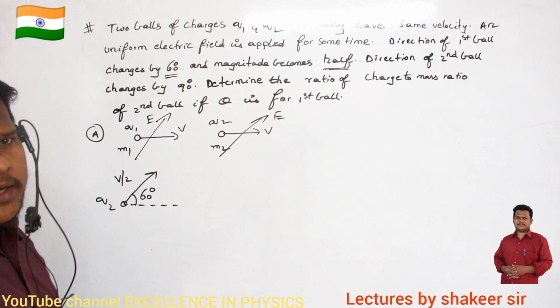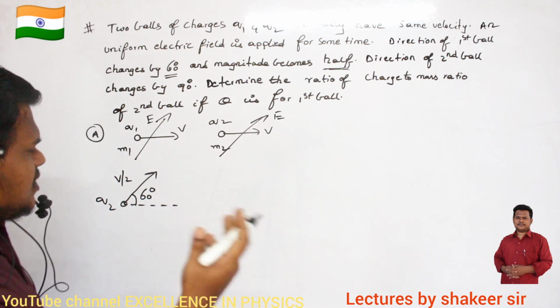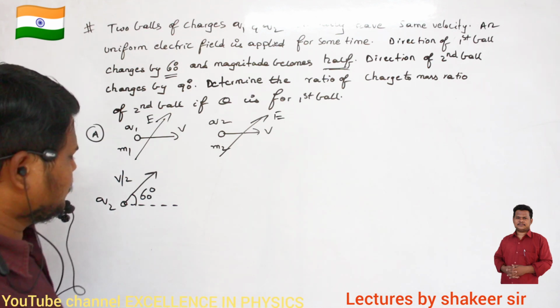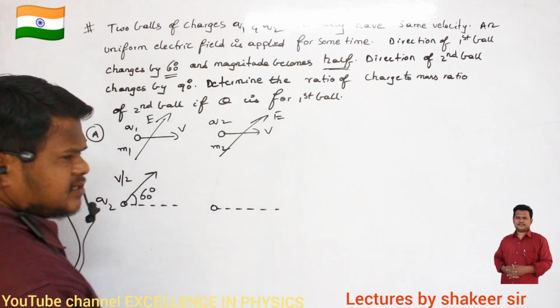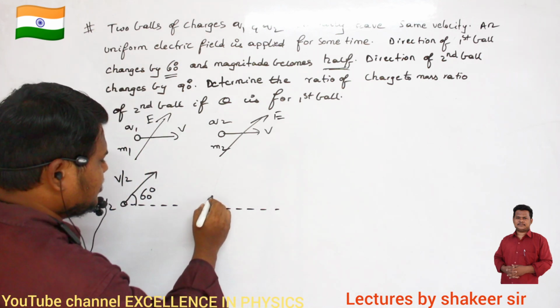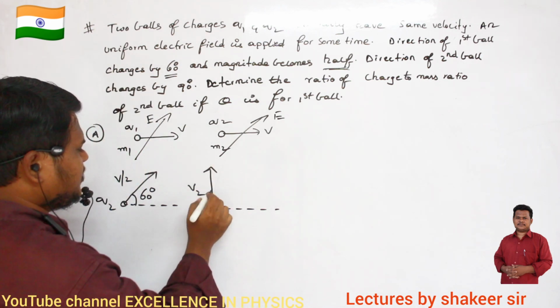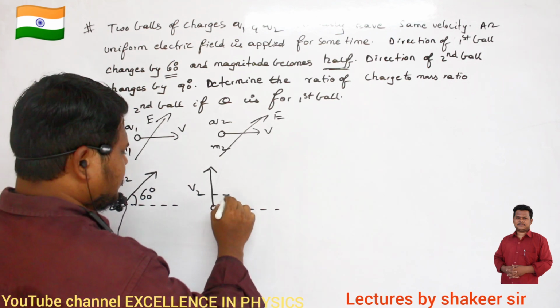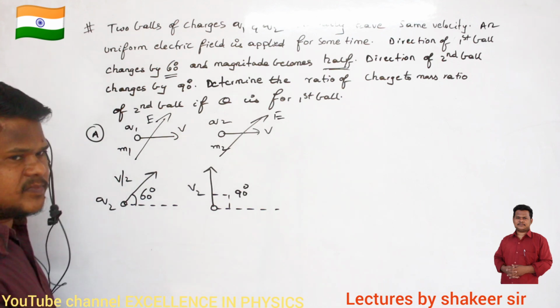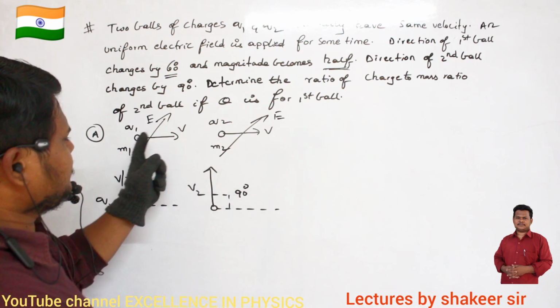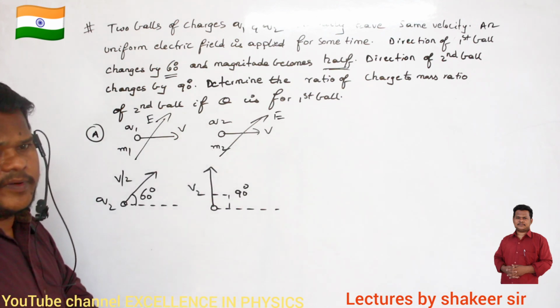But what is its magnitude? That we don't know. How its velocity has changed, we don't know. So the second ball also, previously it was traveling in this direction, now it is traveling in this direction with a velocity of v2. And what angle is it making? It is making an angle of 90 degrees with the original direction. Okay. So this is what is happening when I am applying some electric field.